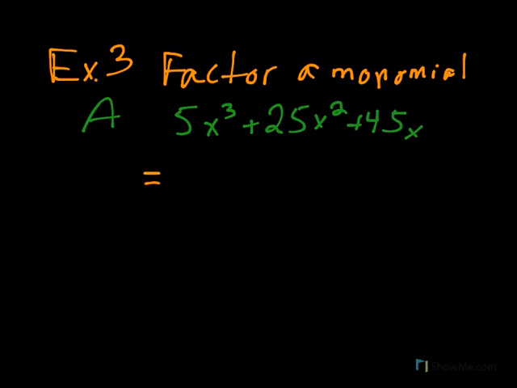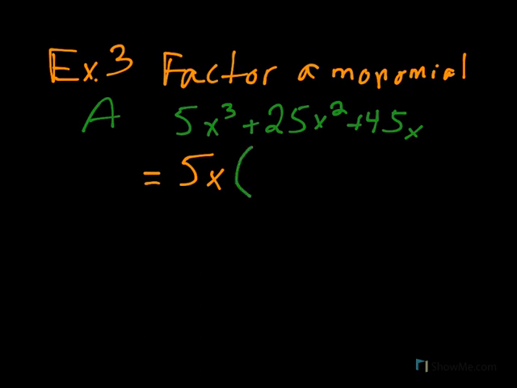The greatest common factor is 5. So this is 5, and then for the variables it's just x. That is my greatest common factor. Now we're going to factor this. Factor means, remember, that we're going to express this as a multiplication. So I'm going to open parentheses.